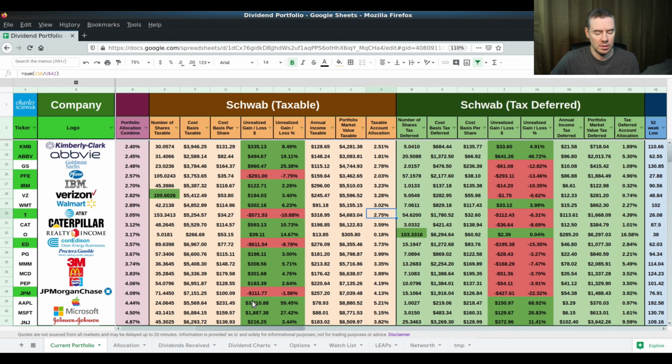What we're looking at here is Realty Income, and that one's got 100 shares and it's flashing green. I've set a conditional there, and the conditional looks at whether or not the position is over 100 shares, and it also looks at the unrealized gain loss percentage here. That one is pretty much flat in that account. These are two different accounts here, by the way, Schwab taxable and Schwab tax deferred. So that's the reason why that is flashing green.